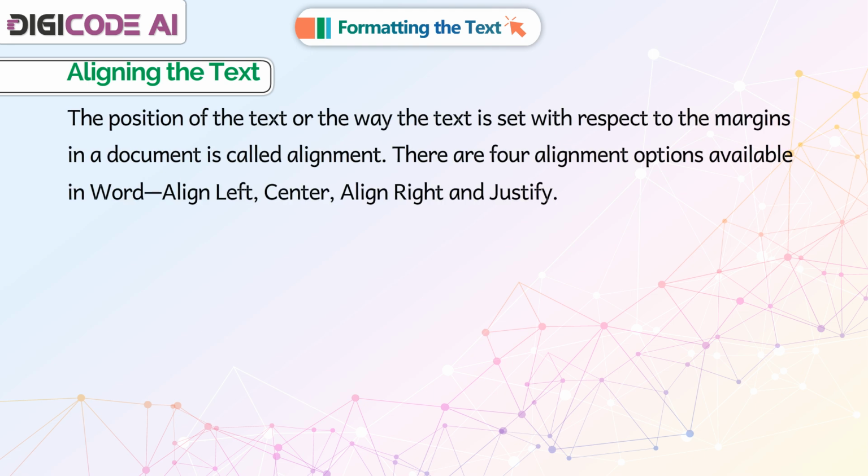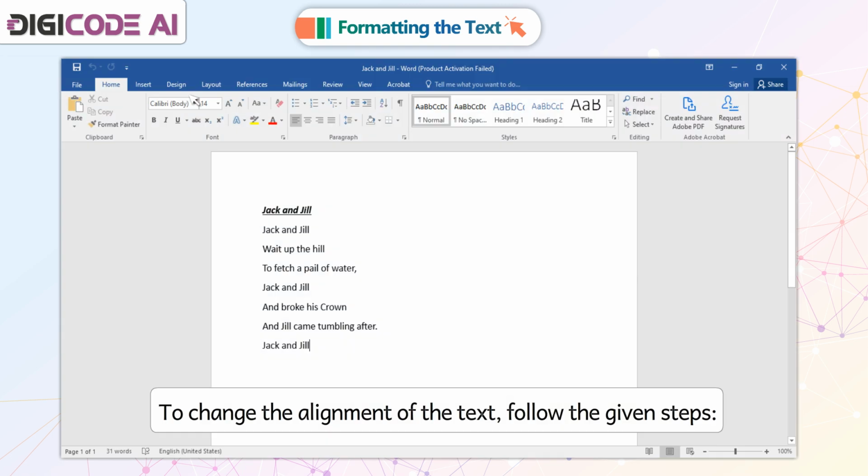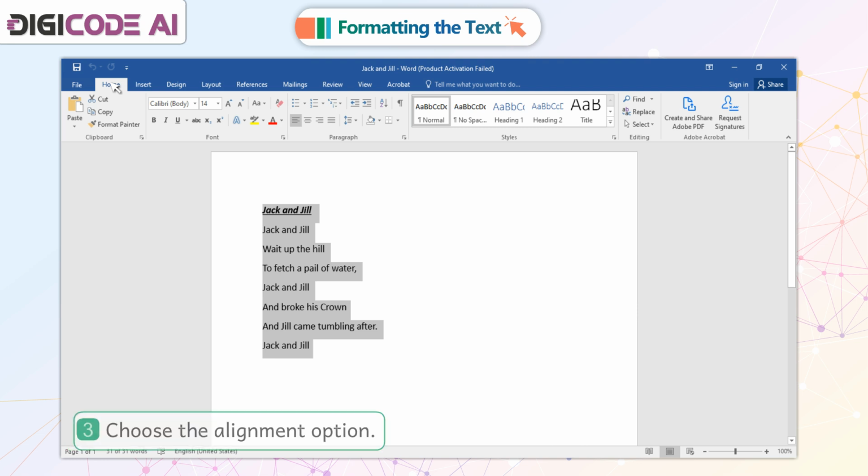Aligning the text. The position of the text or the way the text is set with respect to the margins in a document is called alignment. There are 4 alignment options available in Word: align left, center, align right, and justify. To change the alignment of the text, follow the given steps. 1. Select the text. 2. Click on Home tab.